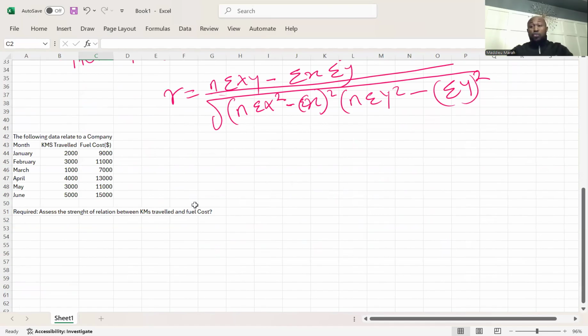Now we have this question. I'm going to use the Excel workbook to do this question. The following data relate to a company. We have month, kilometers traveled, fuel cost. So kilometers traveled and fuel cost are the variables. The kilometers traveled is an independent variable, fuel cost is a dependent variable. So the kilometers traveled can be X and fuel cost is Y. What is N? We count 1, 2, 3, 4, 5, 6. So therefore, N is equal to 6.